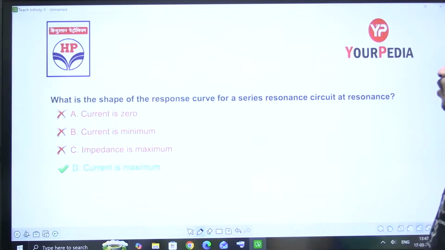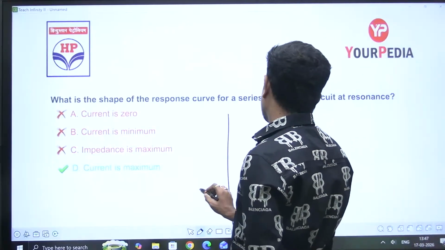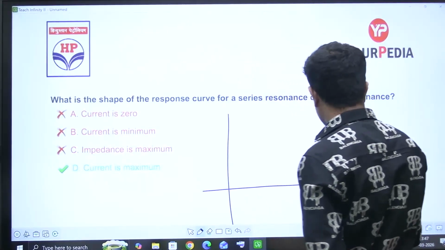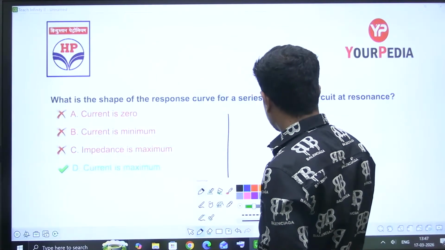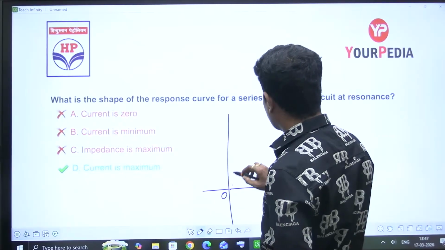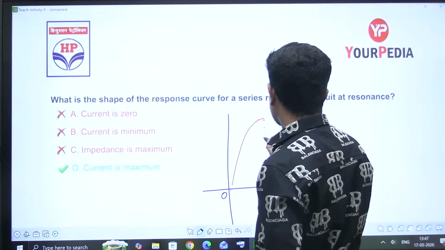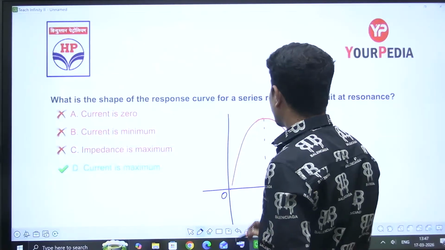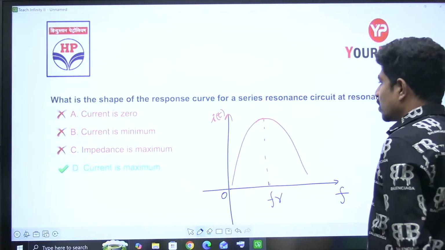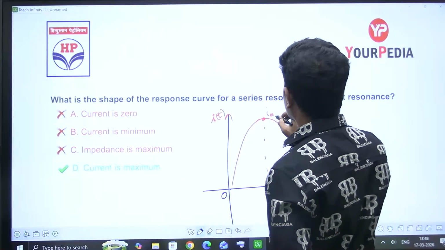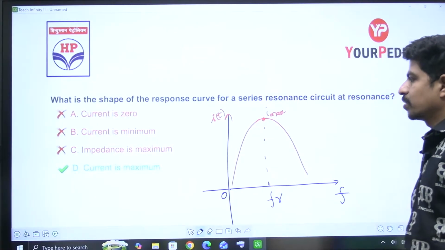Next. What is the shape of the response curve for a series resonance circuit at resonance? As I told you, this is the frequency axis, this is 0, and somewhere this is the resonant frequency. Below the resonant frequency, the current rises this way. At resonance frequency, current is maximum. After the resonant frequency, the current decreases this way. This is I of t in the circuit. So current is maximum at resonance.